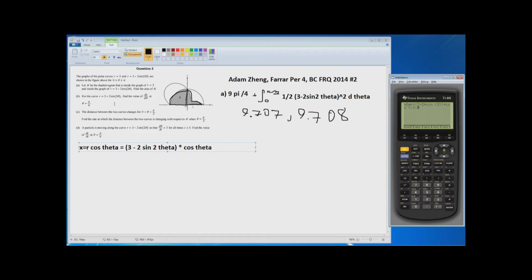at pi over 6. So we plug this in, and it should return the, oops, let us fix this syntax error. Where was it? It's because we forgot a parenthesis here. So we can just put that in and hit enter. Okay, we get negative 2.366, and that's our answer.